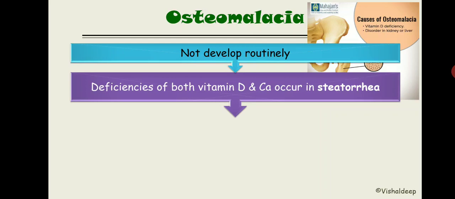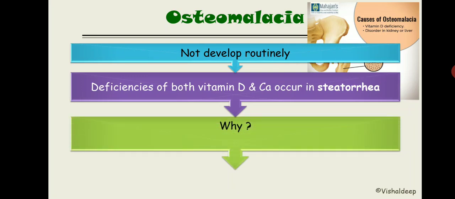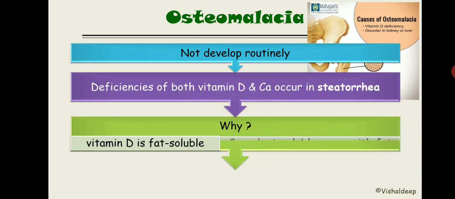Now why in steatorrhea is there a deficiency of both calcium and vitamin D? The answer is like that. Vitamin D is fat soluble. So to absorb vitamin D, fat must be absorbed. So if the fat is lost in the feces, vitamin D will follow. So vitamin D is not absorbed. And what happens to the calcium is that whenever a large amount of fat is present inside the lumen of the GIT, the calcium will make insoluble soap with the fat and is eventually excreted in feces. So in steatorrhea both calcium and vitamin D will be lost.